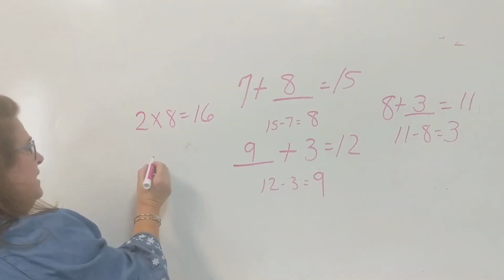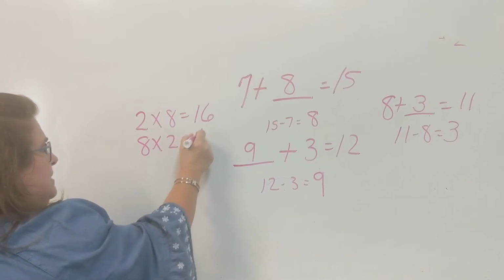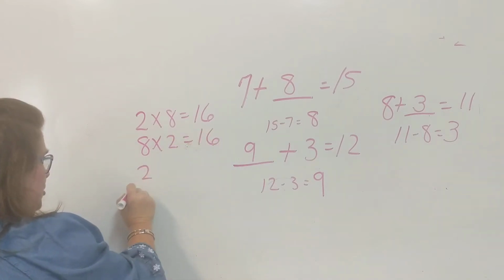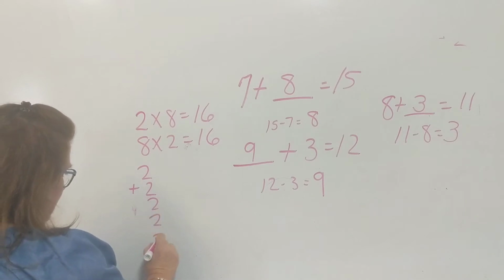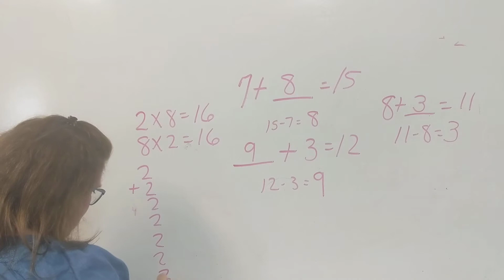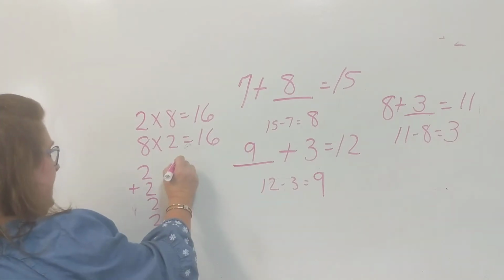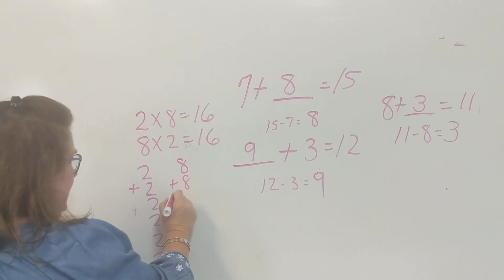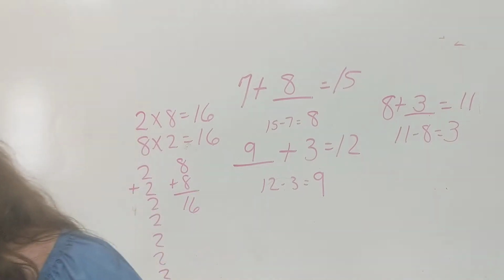Remember the different ways we can write a number factor. 2 times 8, 8 times 2, 2 plus 2 plus 2 plus 2 plus 2 plus 2, 1, 2, 3, 4, 5, 6 plus 2 equals 16. Or we can say 8 plus 8 equals 16. 2 times 8 equals 16.